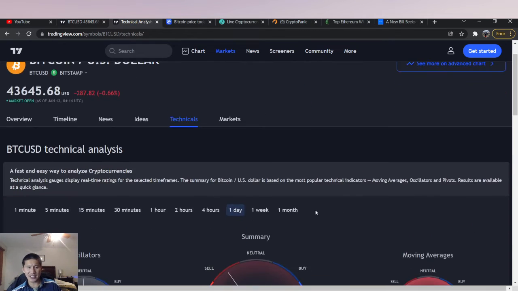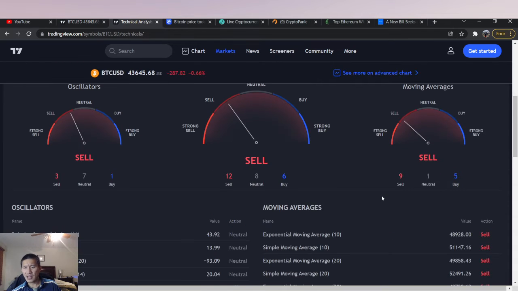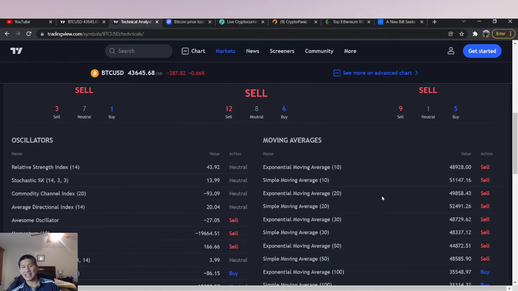On the weekly, it's still not looking very good, because we still have to get above that 48, 49 to get the 10 exponential moving average to buy. Same thing with the simple moving average, you have to get it above 50. So if you're looking to buy for the rest of the month, it still looks like sell if you go by the technical indicators.